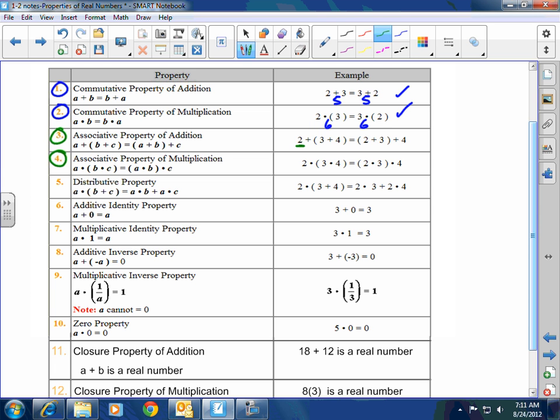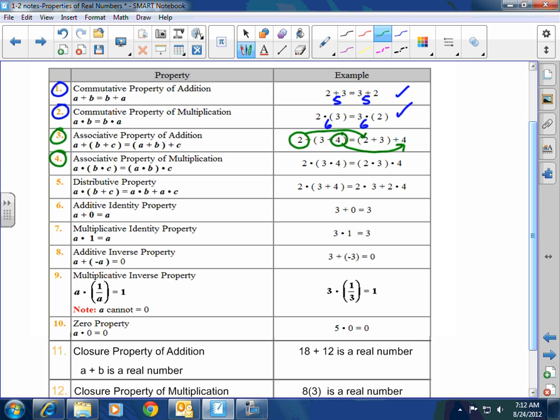You have 2 outside of the parentheses, and then you have 3 plus 4 inside of the parentheses. But then that equals 2 plus 3 inside of the parentheses plus 4 outside of the parentheses. Since I pulled a 4 out of the parentheses, that activates the associative property. So in order for you to activate the associative property, once again, one of the numbers inside of the parentheses has to be pulled out, and one of the numbers outside of the parentheses has to be put inside of the parentheses. Same thing happens with multiplication.